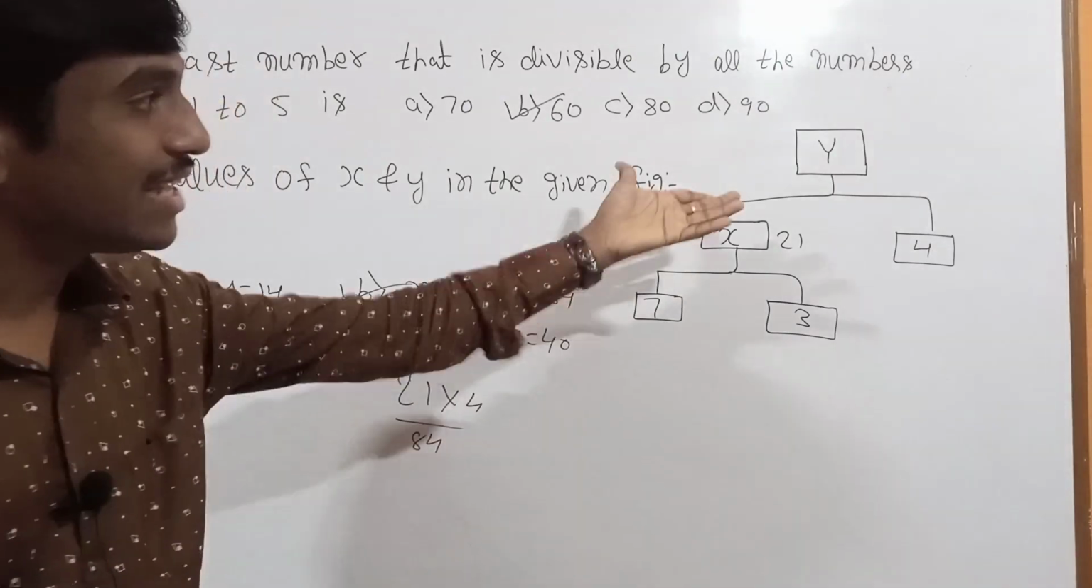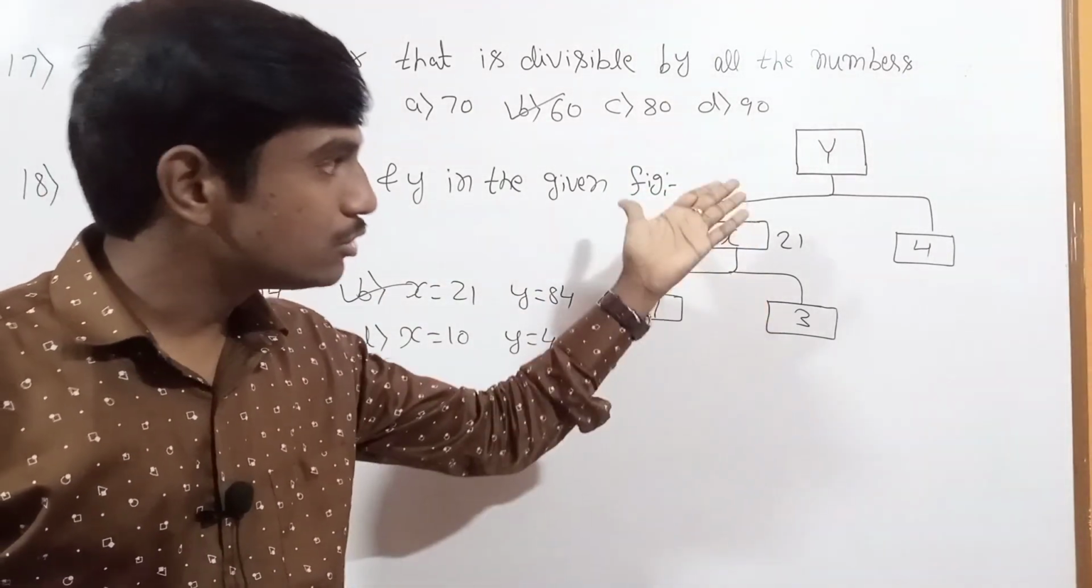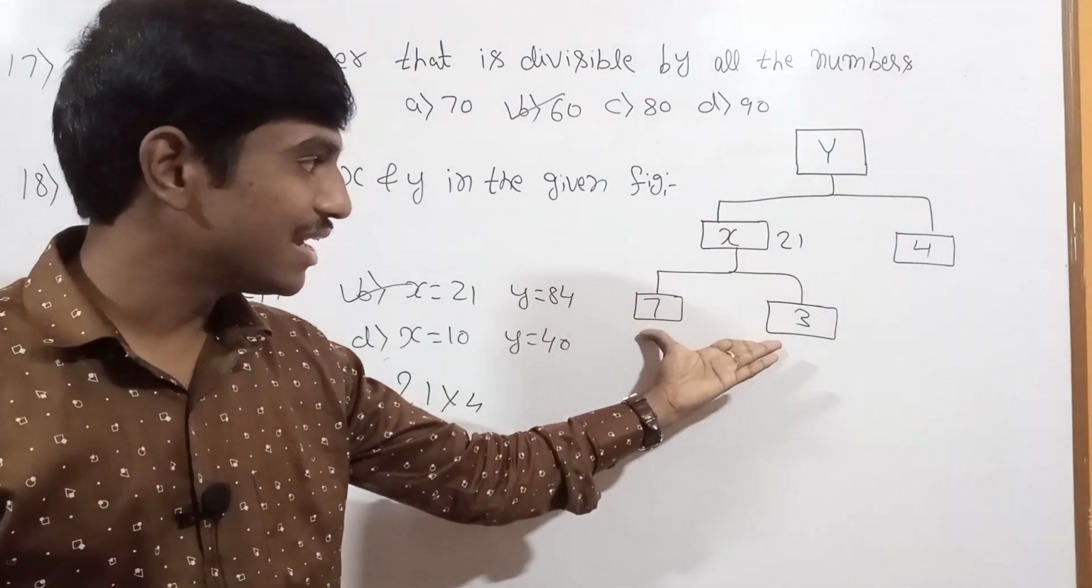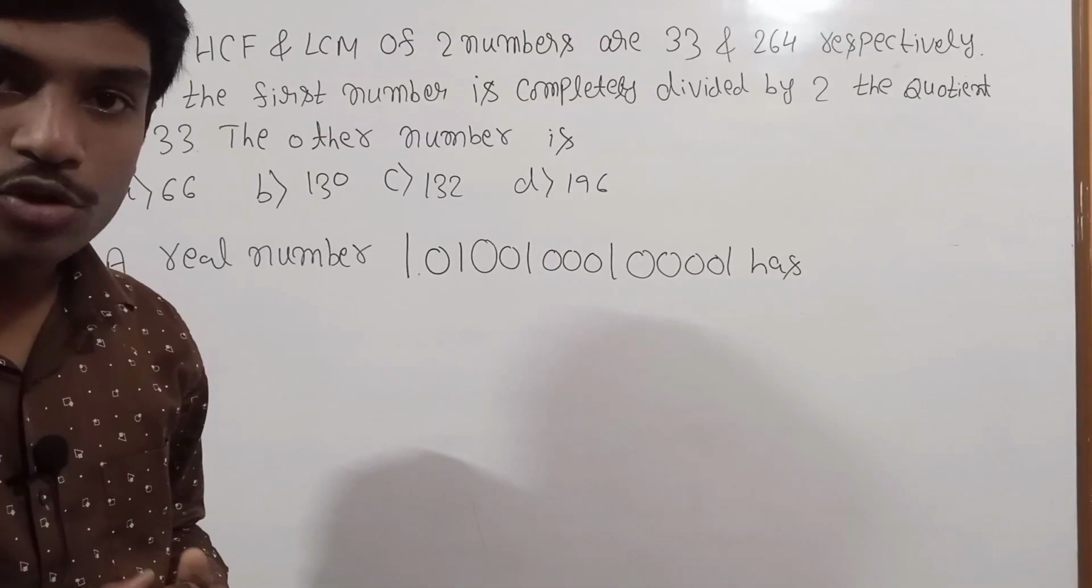In this way, you need to answer when they give a diagram like this. You just find from the bottom, and if you go towards the top, you will get the answer. You just have to multiply like this. You will get the values of x and y. Okay, let's solve the next question.